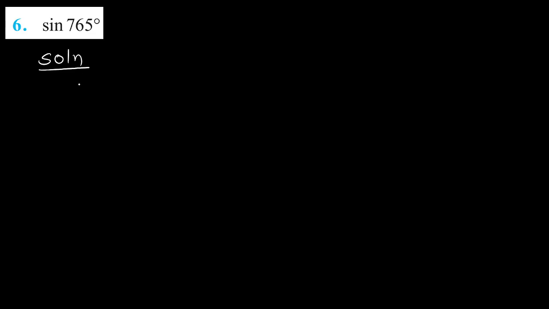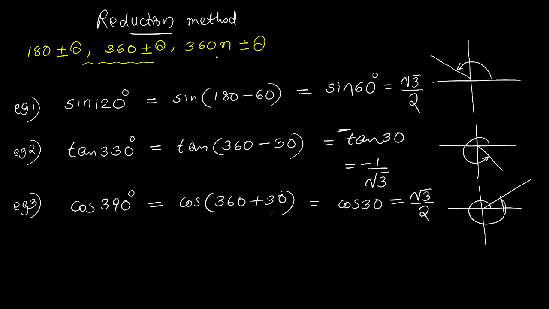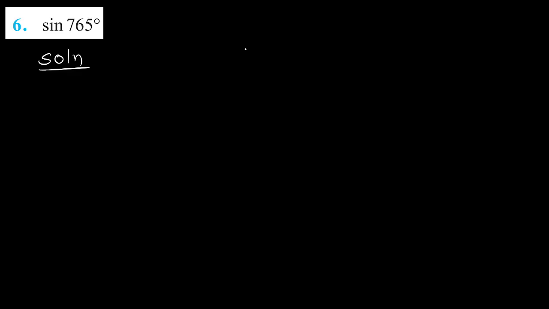Is 765 nearest to 180? No. Is it nearest to 360? No. So this is a much larger angle. So we have to express it as a multiple of 360. That is also possible. If the larger angle is there, you have to express it as a multiple of 360.